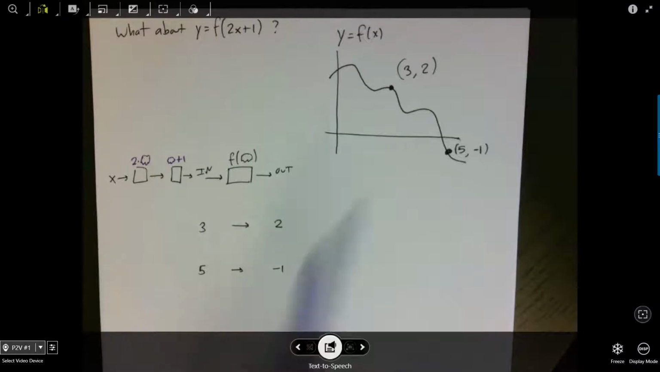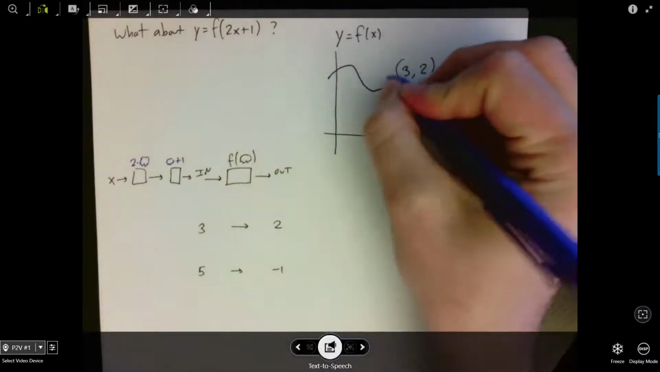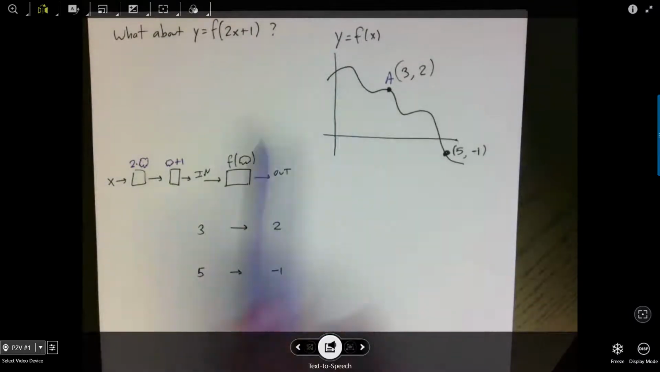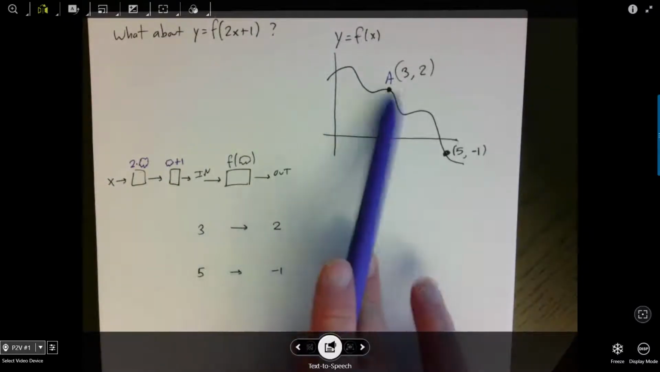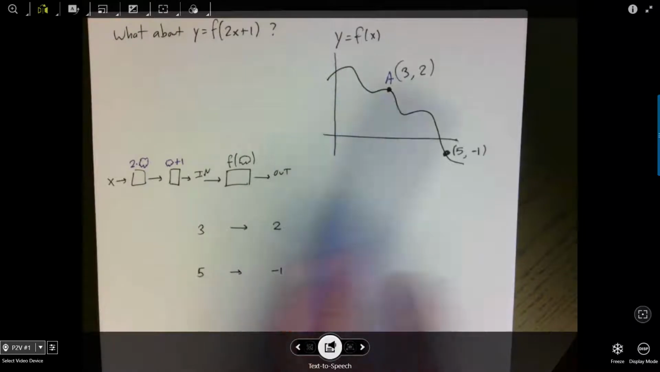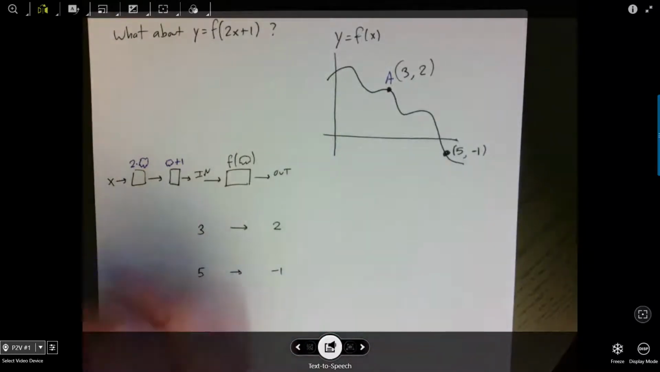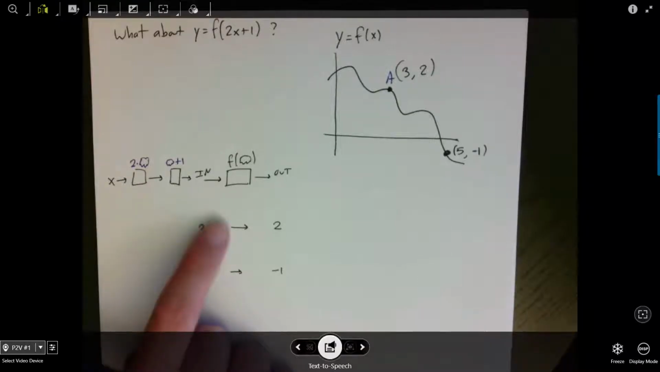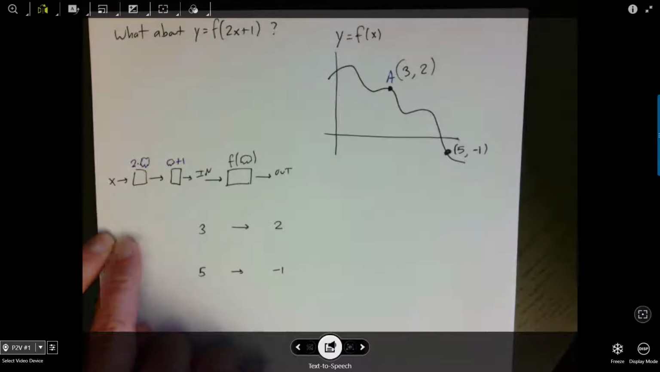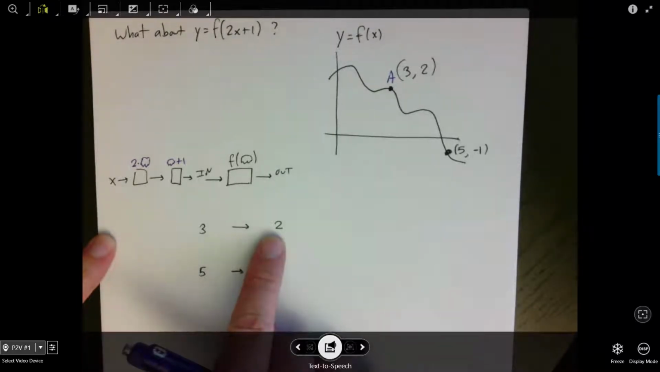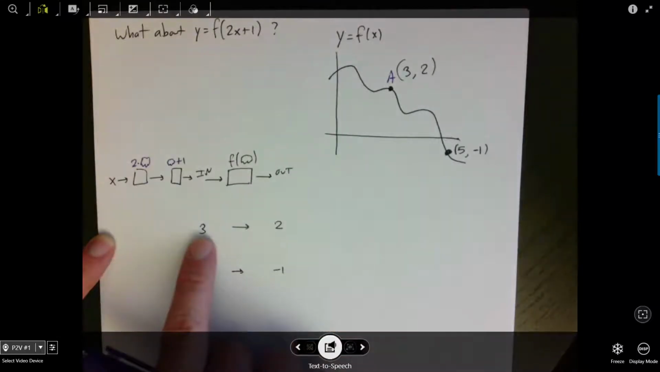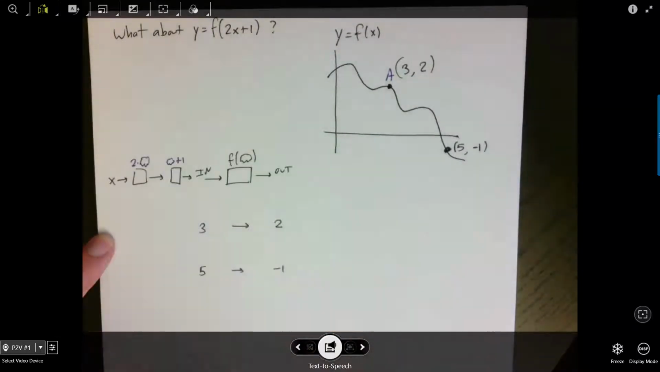So let's label this point A. We want to know in the transformed version, which x value is going to produce the point that acts like the A point in the f function. So in other words, there's some x coordinate here where we multiply it by 2 and add 1, and we get 3. And that's the x coordinate that's going to end up producing 2 as the output, because it's the x coordinate where after you apply those transformations, it's entering the f function with an input of 3.